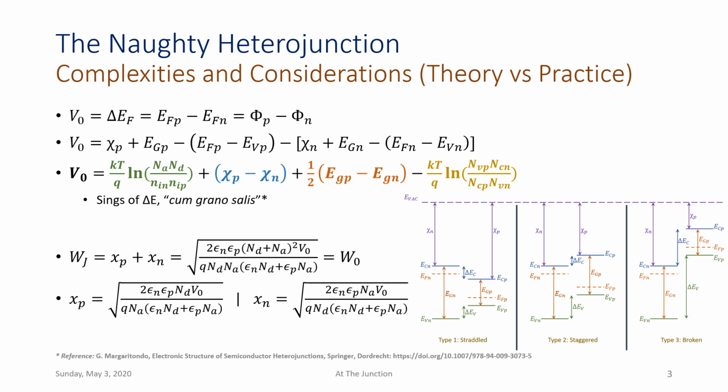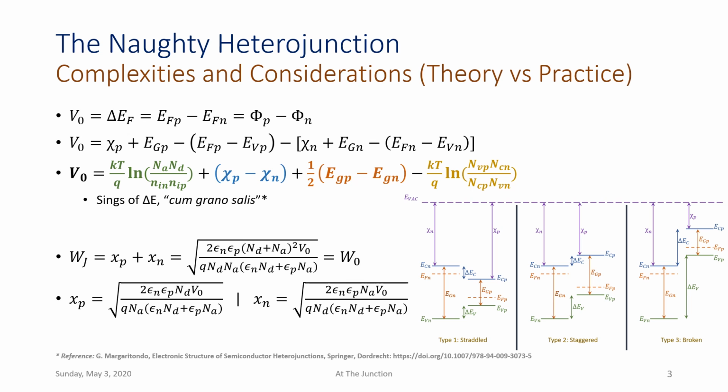Now, note that one could argue that V naught is the work function on the N side minus the work function on the P side. And that's a valid argument. Now, if you try to do that, then the signs of delta E are going to change. And so based on the reference given on this slide, we have concluded that the signs of delta E should be taken with a grain of salt.